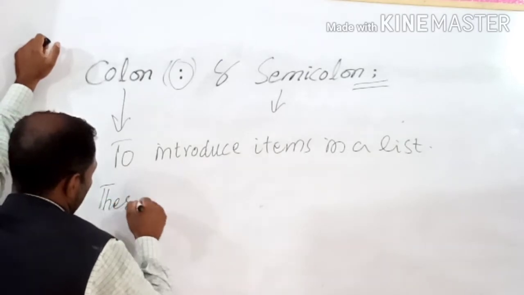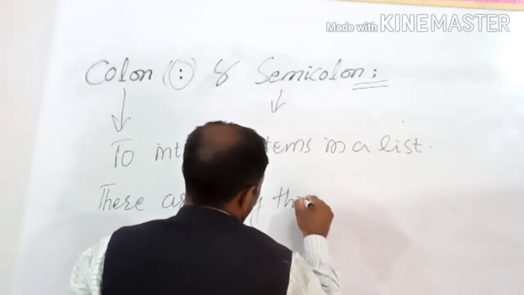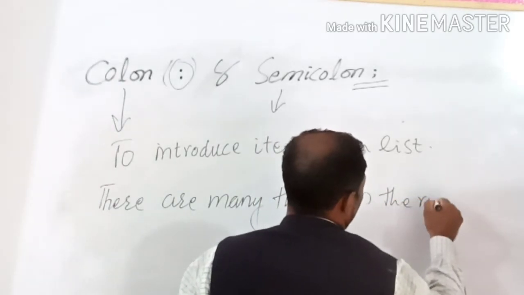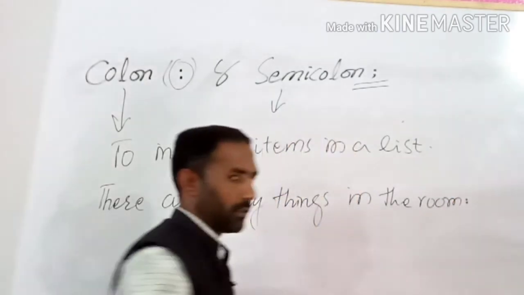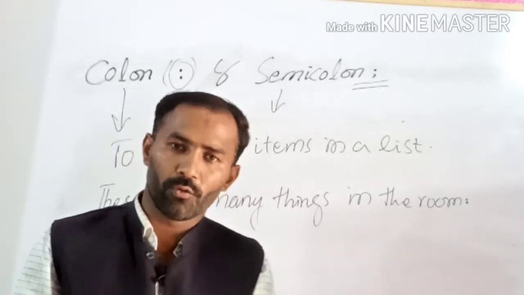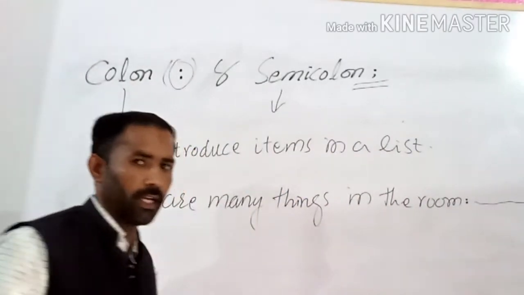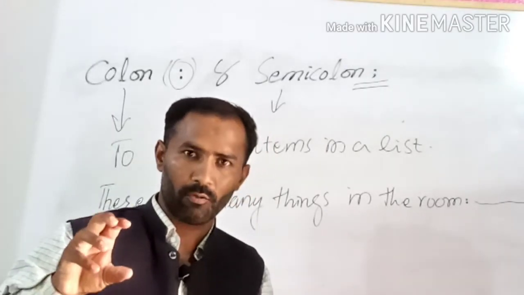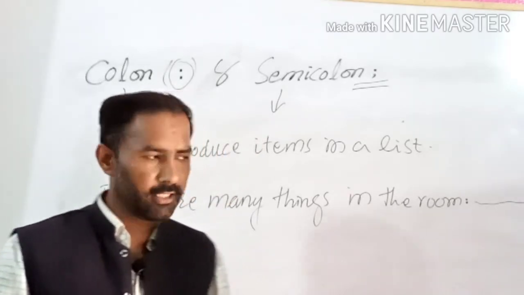There are many things in the room, then we would use colon. After this, we would mention the items that we want to introduce. In between the items we would use a comma. Except for the last item, and when we are describing the last item, we would use the conjunction and.